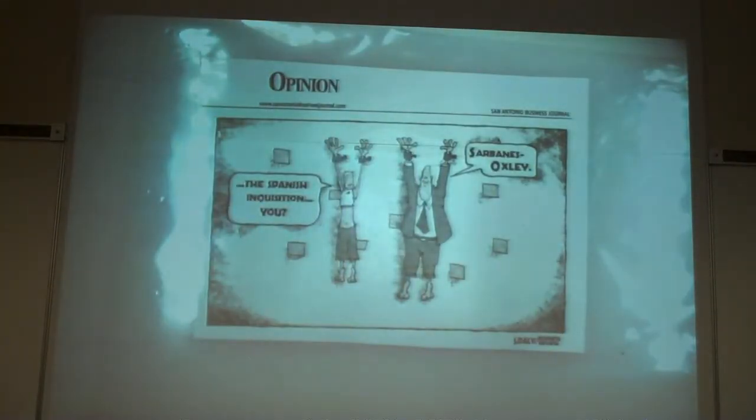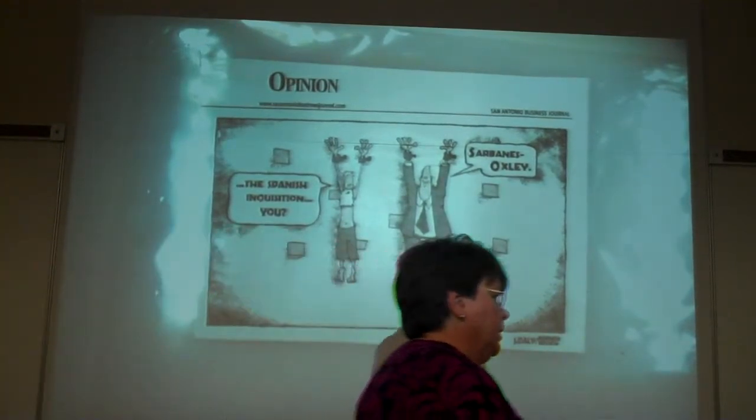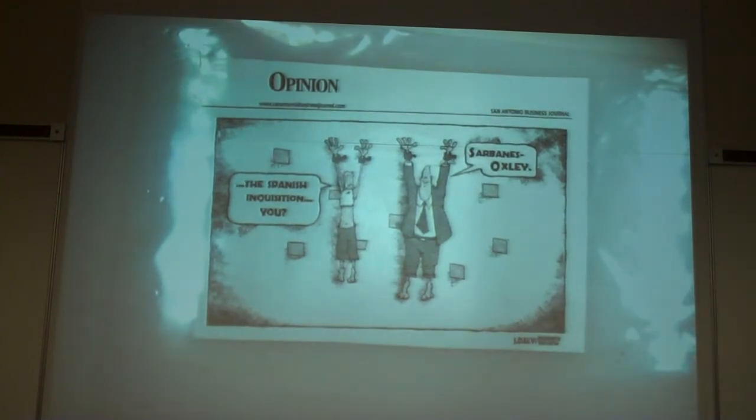In chapter 2, the comic that I have up here is the first page of chapter 2, where it talks about Sarbanes-Oxley. Who went to jail based on the Sarbanes-Oxley? Does anybody know?